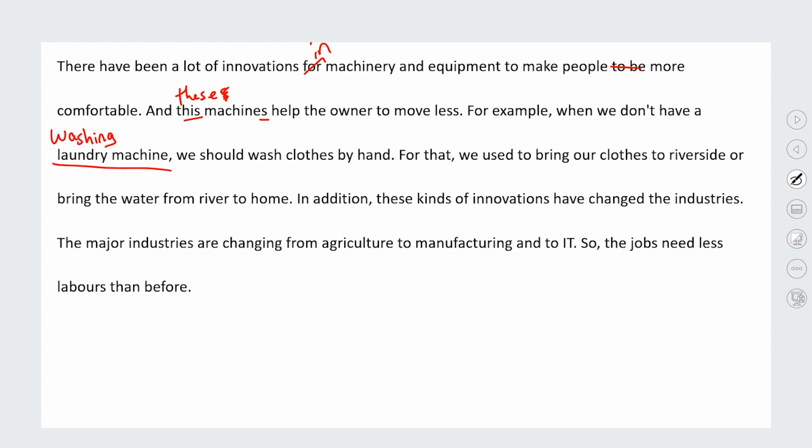So for example, when we don't have a washing machine, we should wash clothes by hand. For that, we used to bring our clothes to the riverside or bring water from the river to our home. In addition, these kinds of innovations have changed the industries. The major industries are changing from agriculture to manufacturing and to IT. So the jobs need less labours than before.